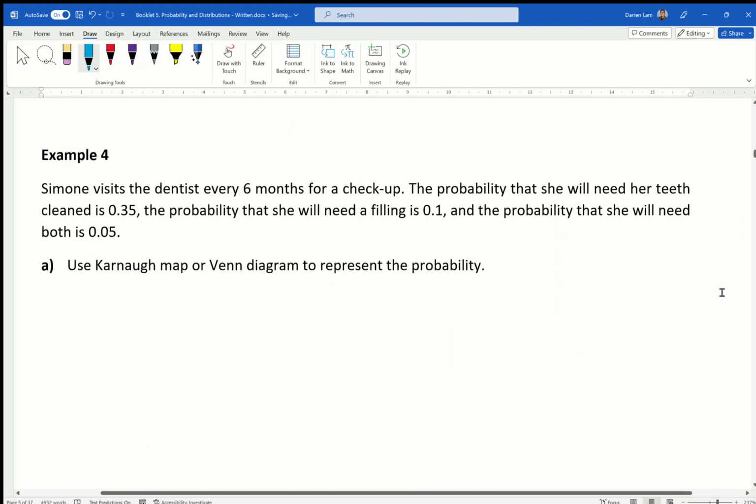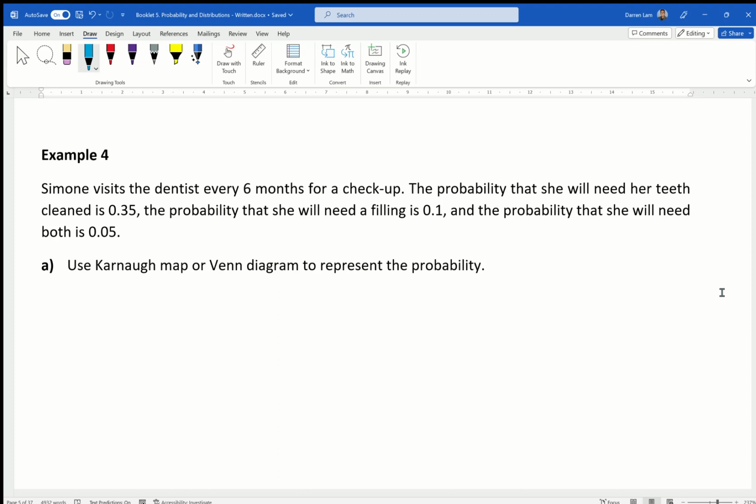Simone visits the dentist every 6 months for a checkup. The probability that she will need her teeth cleaned is 0.35. The probability that she will need a filling is 0.1. And the probability that she will need both is 0.05. This is your basic year 9 level kind of map, your Venn diagram. It says or, I will do both.